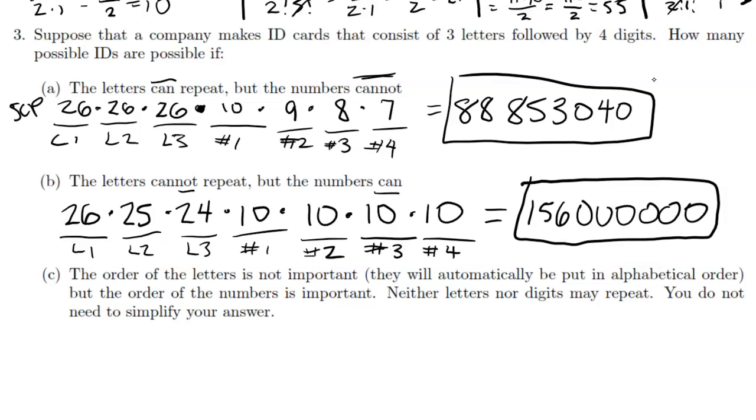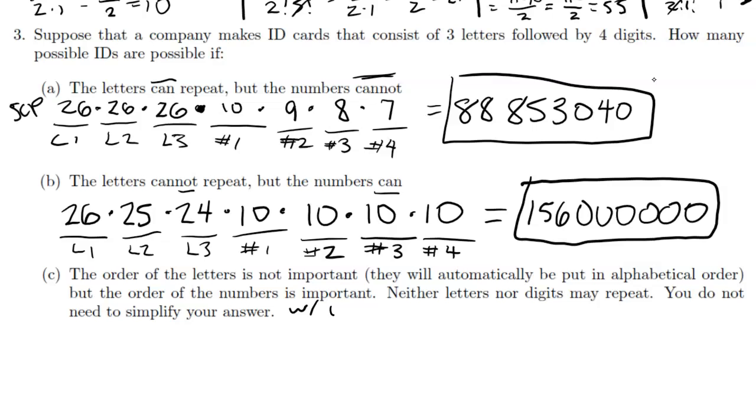All right. Part C adds a little bit of a different take to this problem. Part C says the order of the letters is not important because they will automatically be put in alphabetical order. So no matter what letters I pick, like if I pick a B and an A and a D, I'm not going to be able to arrange them any way I want. I can't do BAD or BDA. It's always going to put it A first, then B, then D. So really all that matters with the letters is what letters get picked.